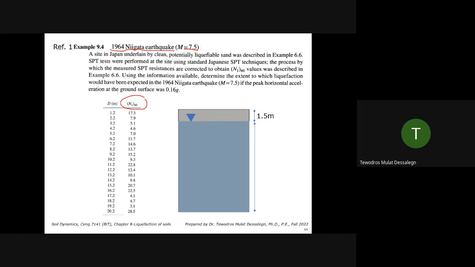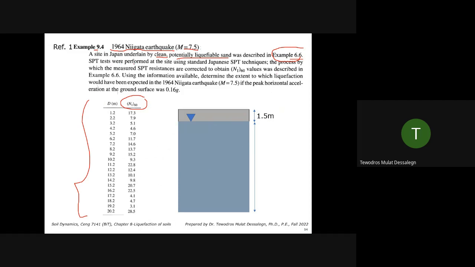So a site in Japan underlain by clean, potentially liquefiable sand was described in example 6.6. So I brought it. This is example 6.6. It's in the previous chapter. We are in chapter 9 now. But I brought what was done there. They did a soil investigation, came up with a blow count, and found where the water table is. So we have it here.